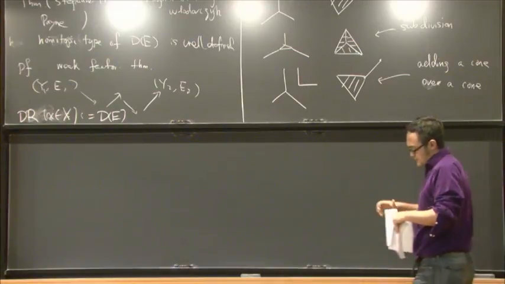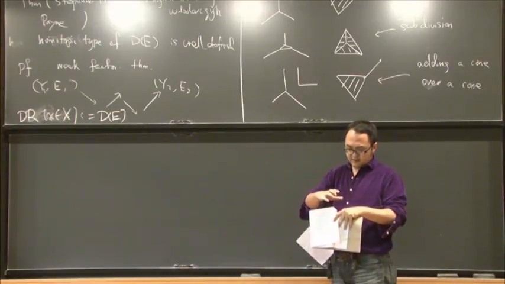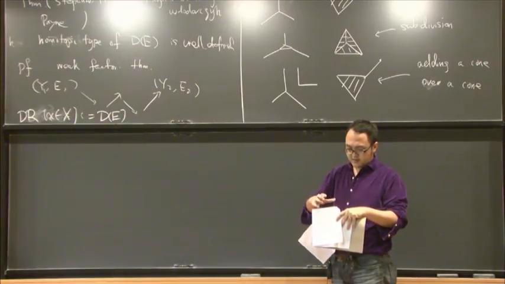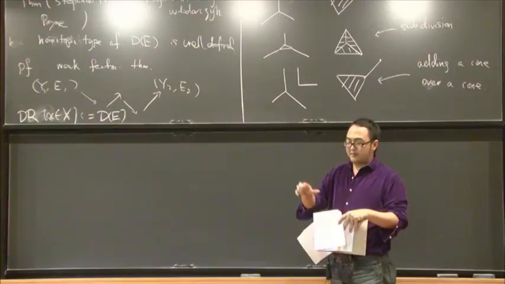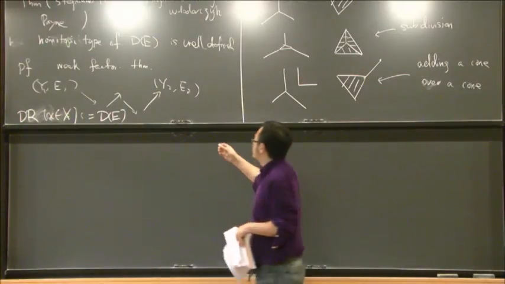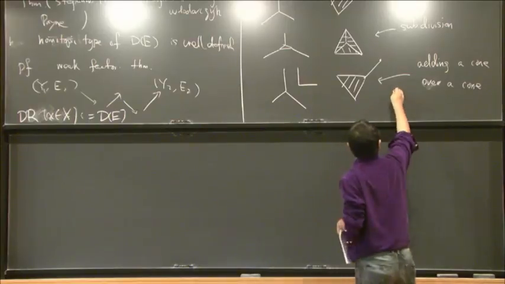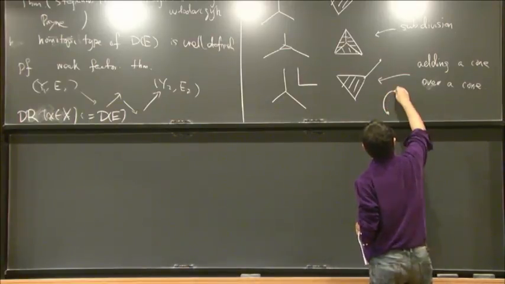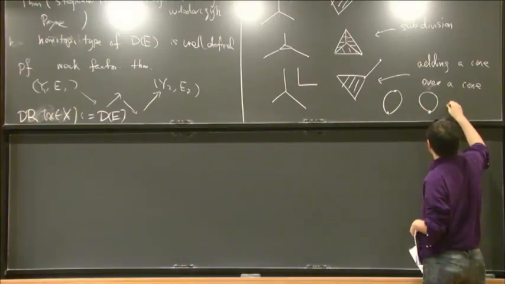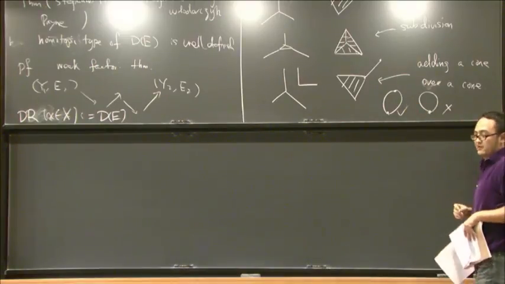Yeah, regular complex just means the map from the simplex to the cell complex, sorry, from the simplex to the boundary is injective. So for instance, this is a regular complex. But this is not a regular complex. This is a regular complex.